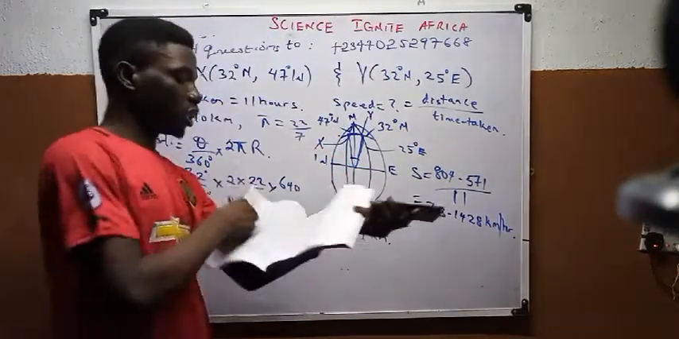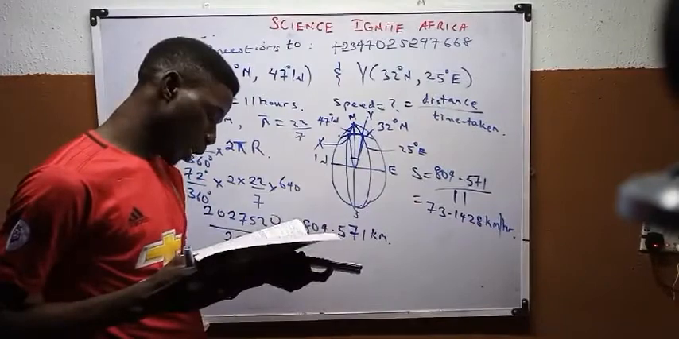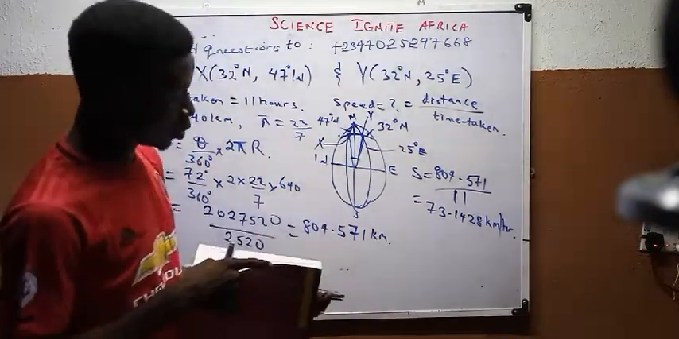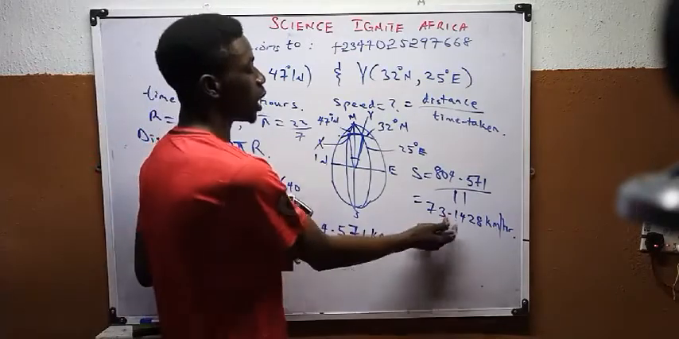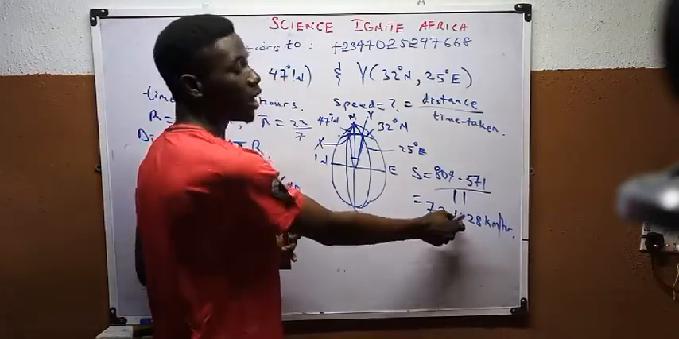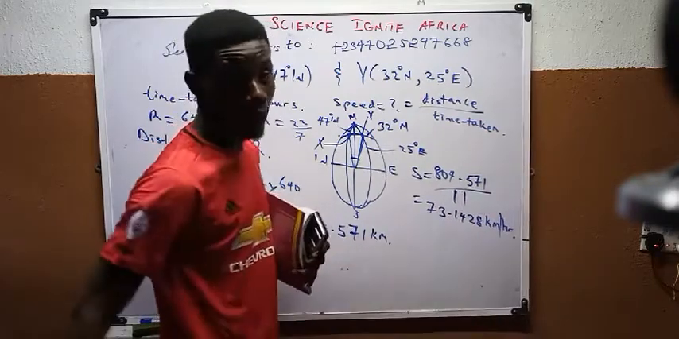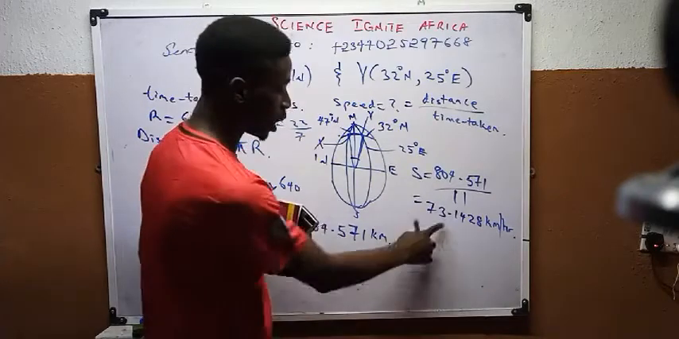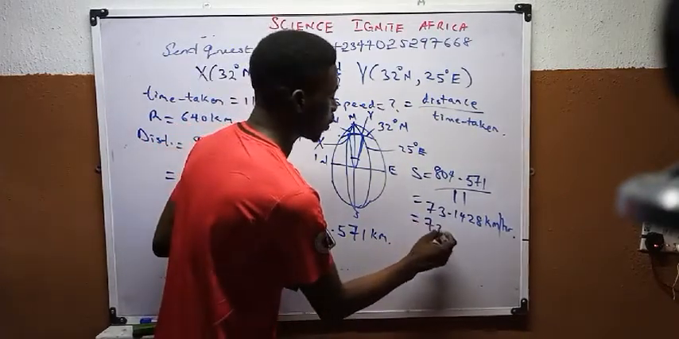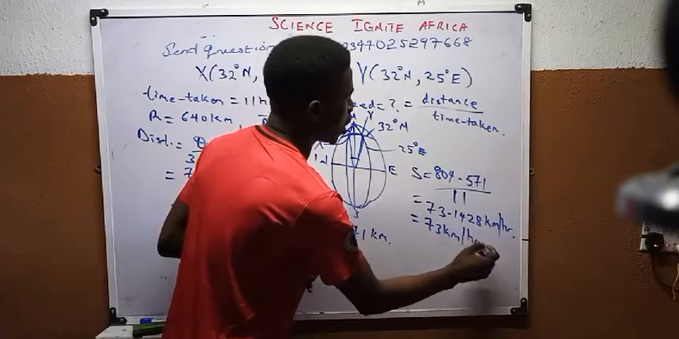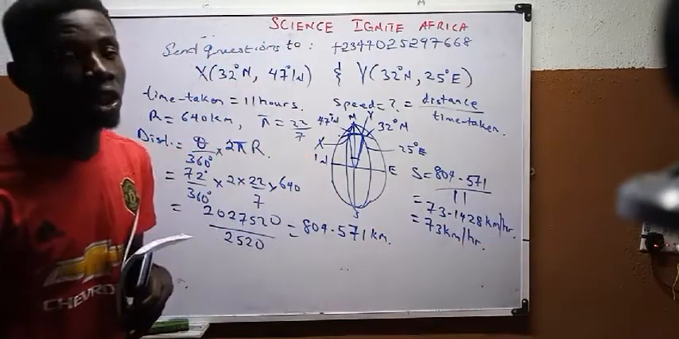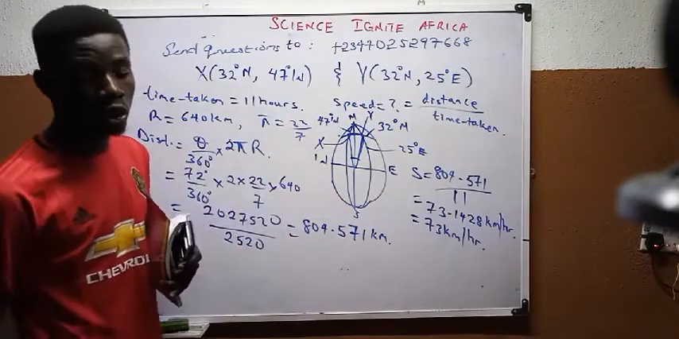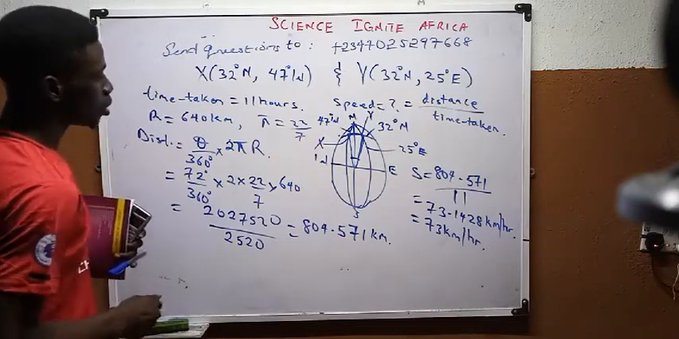So let's see, the question wants us to correct to the nearest kilometer per hour. If you want to convert this to the nearest kilometer per hour, what do we do? We go to the number immediately after the decimal point here. What's the number? That's 1. Is the number up to 5? No. If it's not up to 5, then we round it down to 0 and add it to this. So this will be 73 kilometers per hour. And that's the speed with which the aeroplane moved from point X to point Y. So that's something on longitude and latitude.